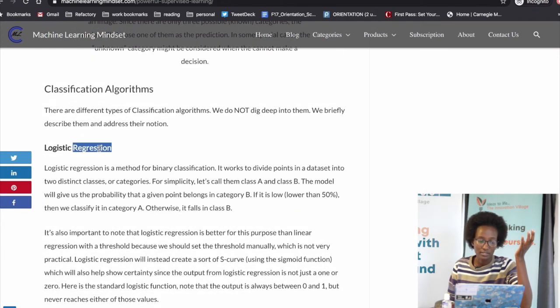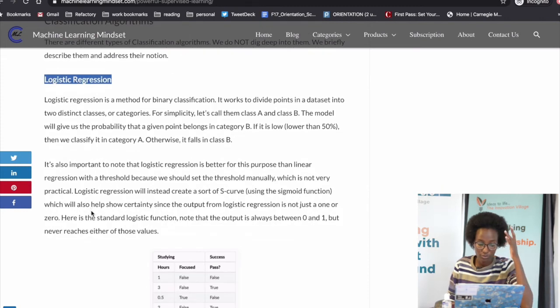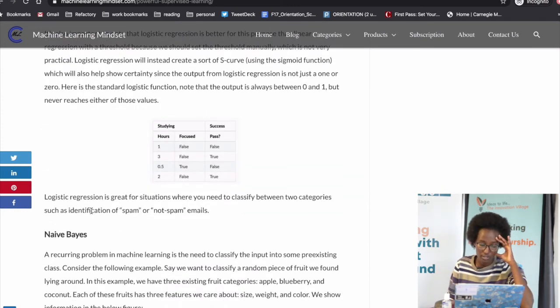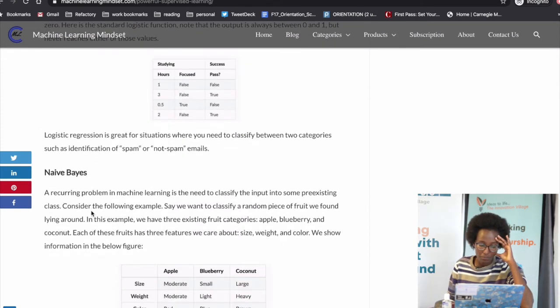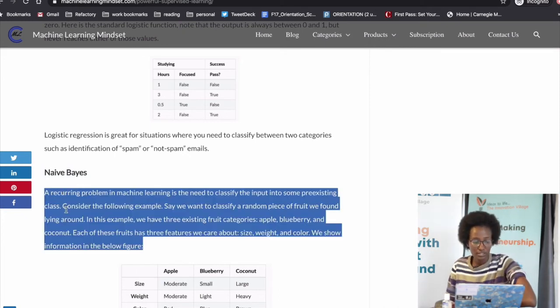Okay, so that is the first classification algorithm. And remember, classification is when the output you're trying to predict is categorical. It falls into two or more categories. So like we've seen, logistic regression is basically for binary classification. Then there is naive Bayes, and we're going to talk about this and see how it operates.